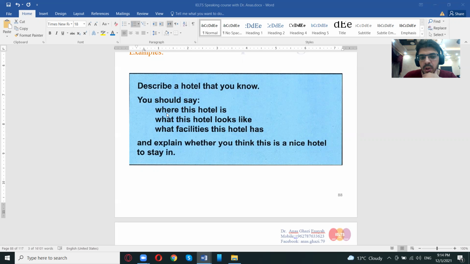There are 3 bullet points here. The place, where the location, where this hotel is. The appearance, the physical features, what this hotel looks like. And the third point, what facilities? Facilities means services, something like this, this hotel has. And finally, a final point, whether you think it is a nice hotel or not.